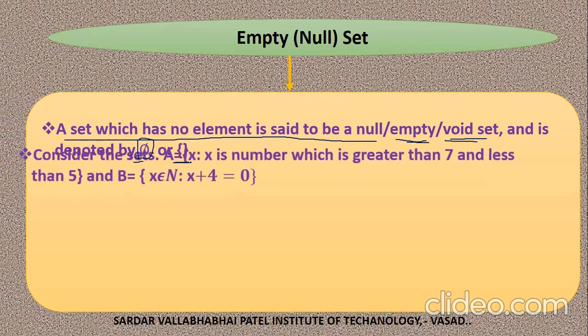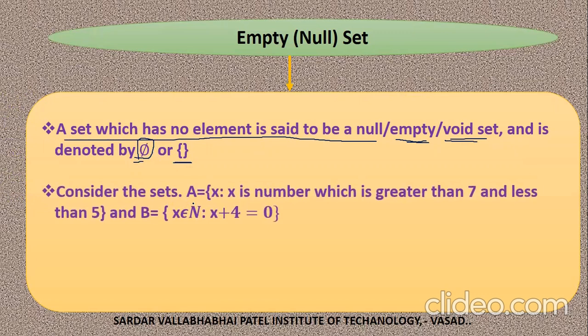As for example, consider the set A, where x is a number which is greater than 7 and less than 5. Greater than 7 means 8, 9, and so on. Less than 5 means 1, 2, 3, 4. So there is no element which is greater than 7 and less than 5.